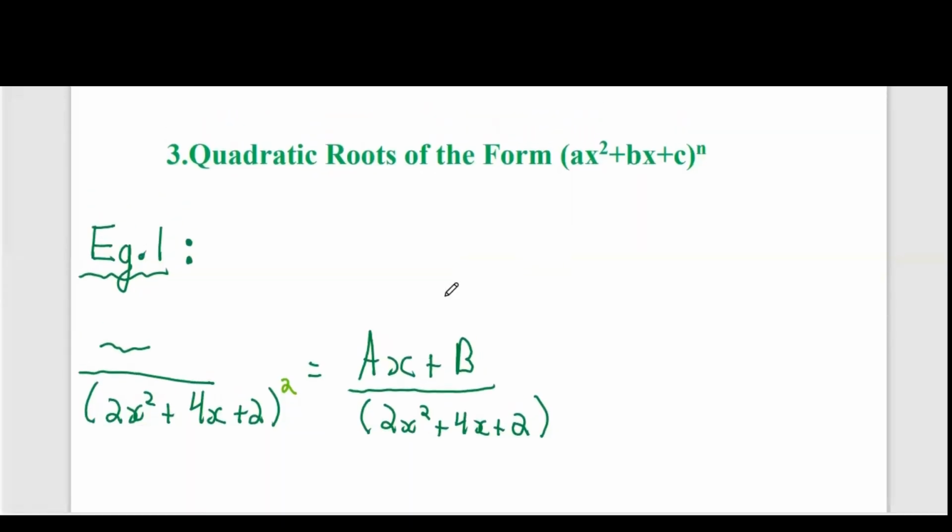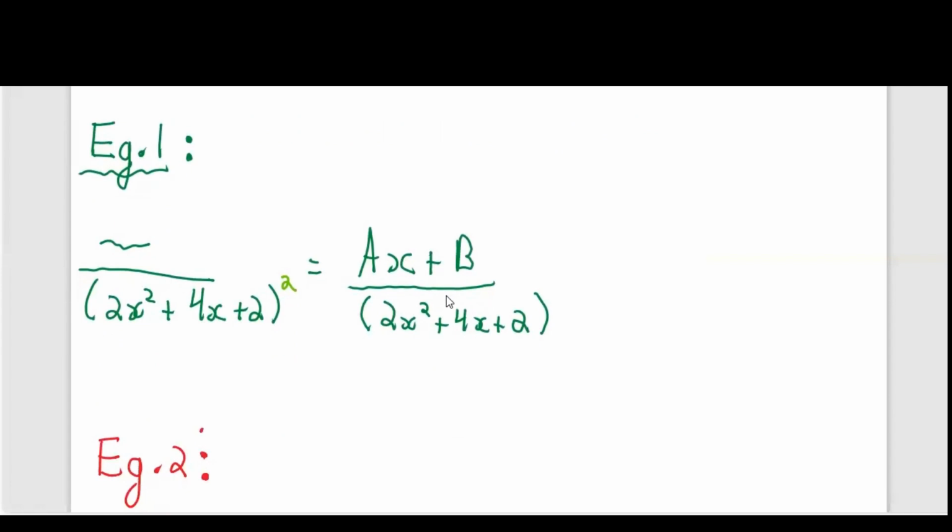Alright guys, so the last type of root is the quadratic repeated. Remember, it's the one where you have a quadratic to a power. It's similar to the linear in terms of the steps. All you have to remember is that the numerator, instead of being a or b or c, is ax plus b. Like in this one here, we have on top 2x squared plus 4x plus 2 to the power of 2. So it's similar.